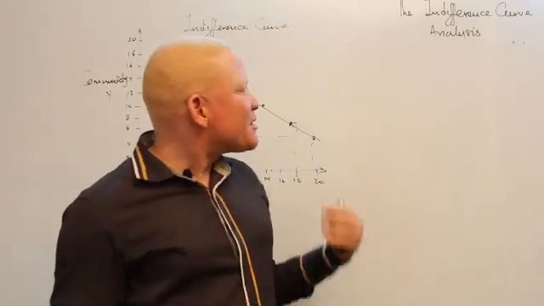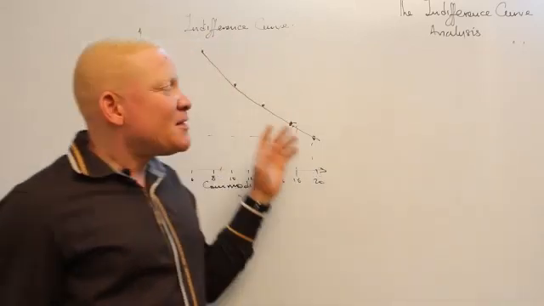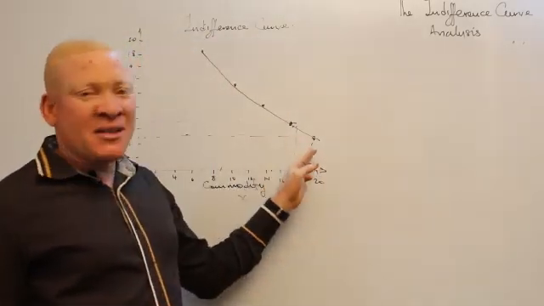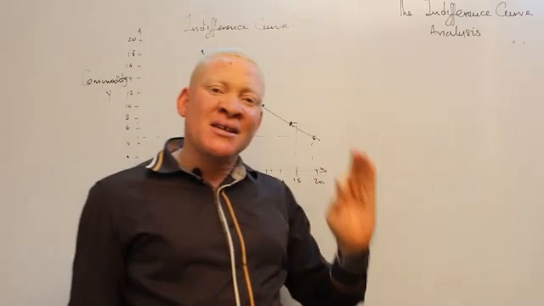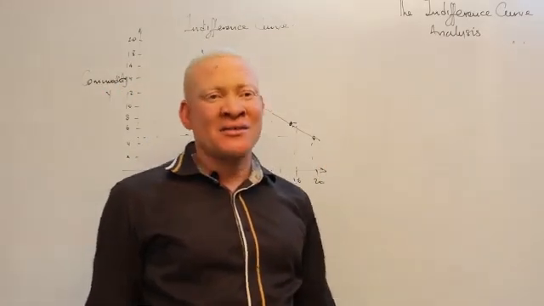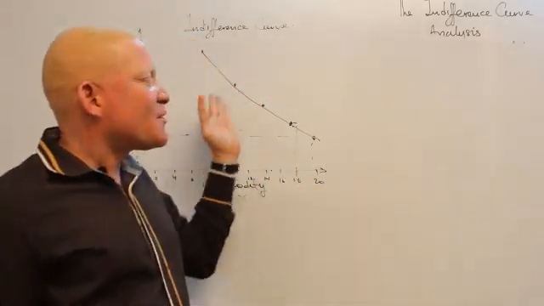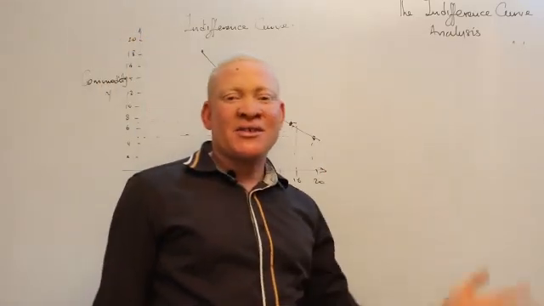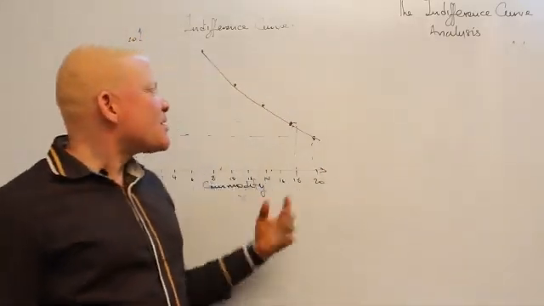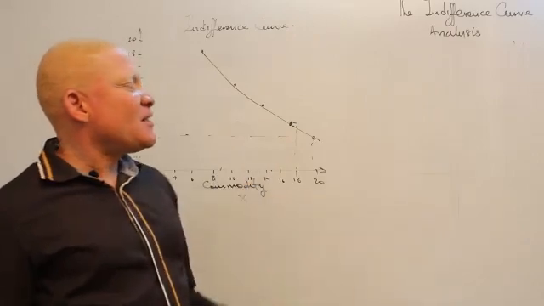Secondly, the indifference curve is negatively sloped. Firstly, we said it represents a given level of satisfaction. A higher indifference curve shows higher satisfaction than a lower one. Secondly, it is negatively sloped.